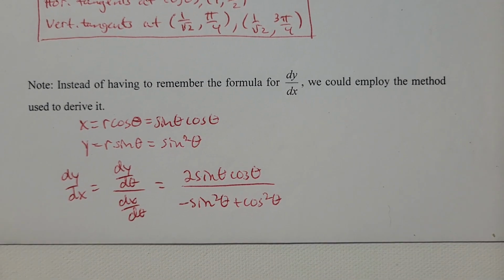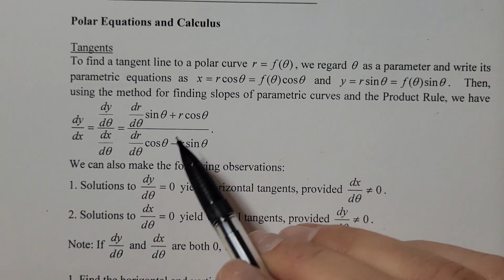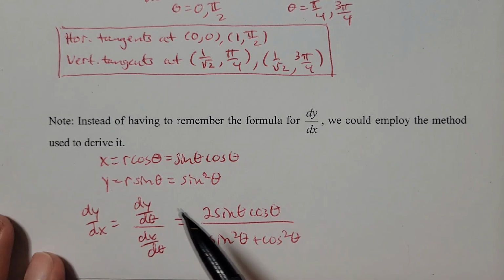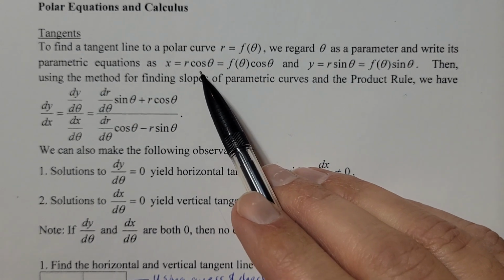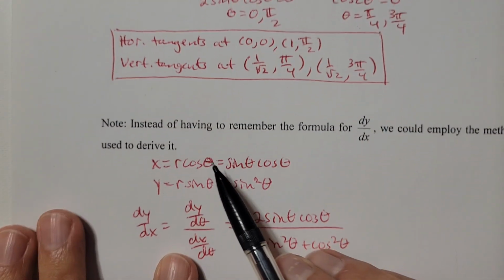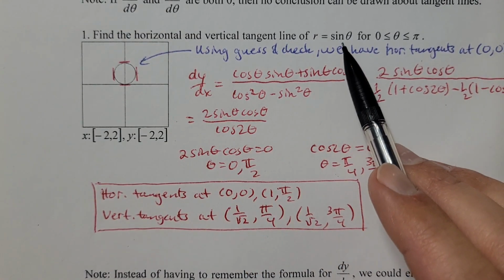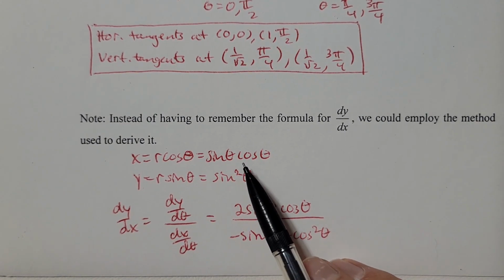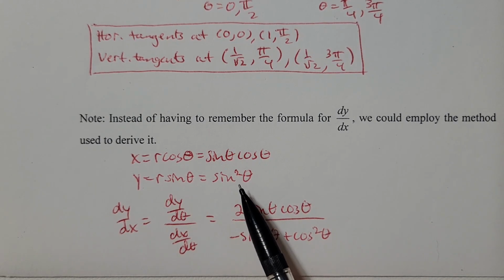Just as a note, instead of having to remember the formula for dy/dx, this one up here, you could employ the methods used to derive it. Like x is r cosine theta, and y is r sine theta. So r in this problem is sine theta. So x is sine theta cosine theta, and y is sine theta times sine theta, or sine squared theta.